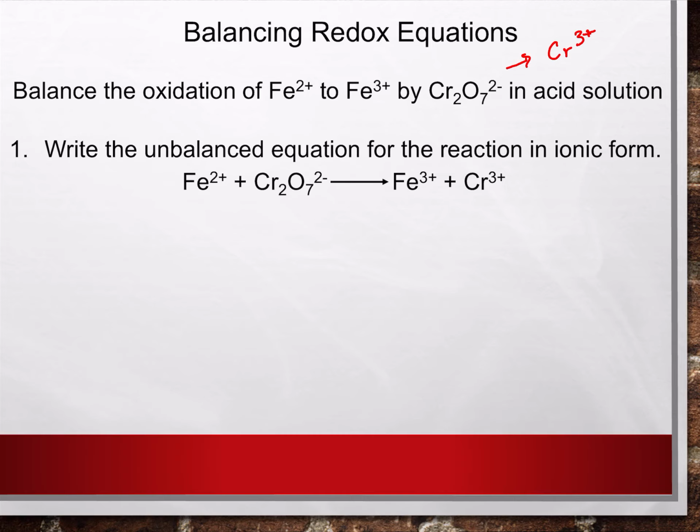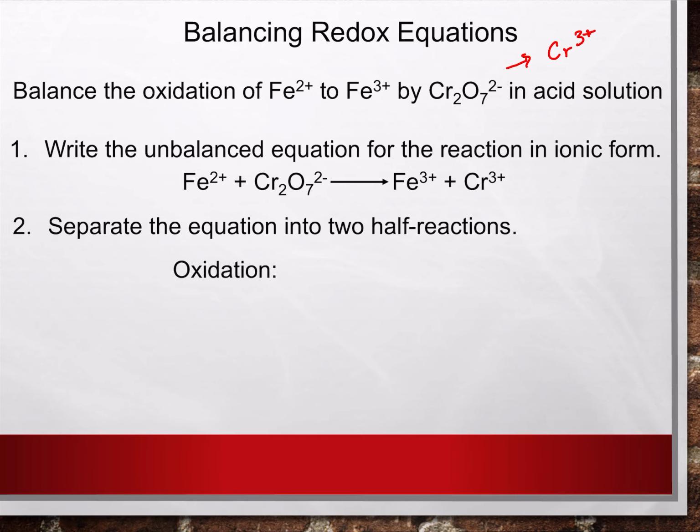So the way that we're going to do this is we are going to split this into two different reactions. We're going to write one reaction that deals with the iron and one reaction that deals with the chromium. So if we look at the oxidation, right, that would be iron. Iron is going from a 2+ to a 3+. It is losing one of its electrons. It's being oxidized. So therefore, by default, chromium becomes our reduction, right?